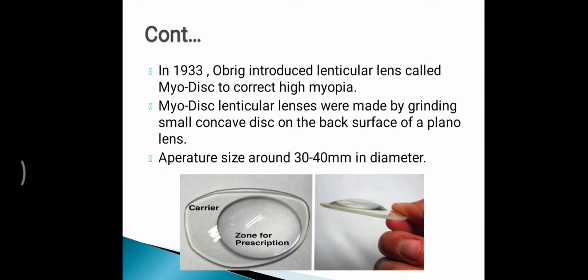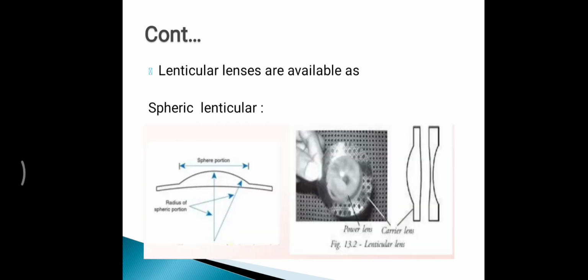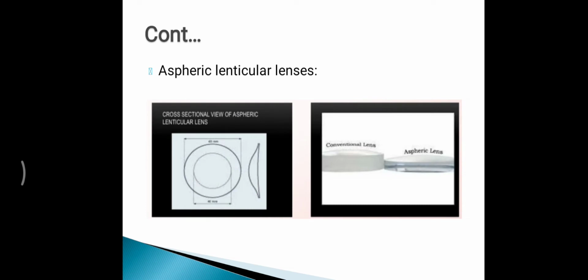In 1933, Obrig introduced lenticular lenses called Myodisc to correct high myopia. Myodisc lenticular lenses were made by grinding small concave discs on the back surface of plano lenses, with an aperture size around 30 to 40 mm in diameter. These lenticular lenses are available in spherical and aspheric also. As we know, in spheric lenses your thickness will be more, but in aspheric your thickness will be less.